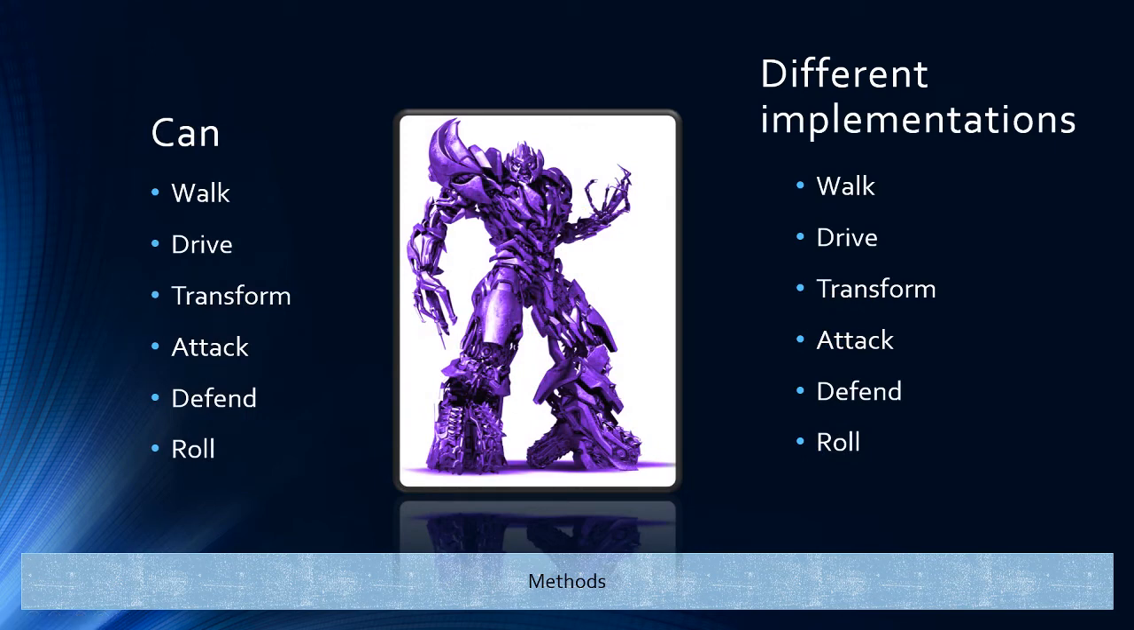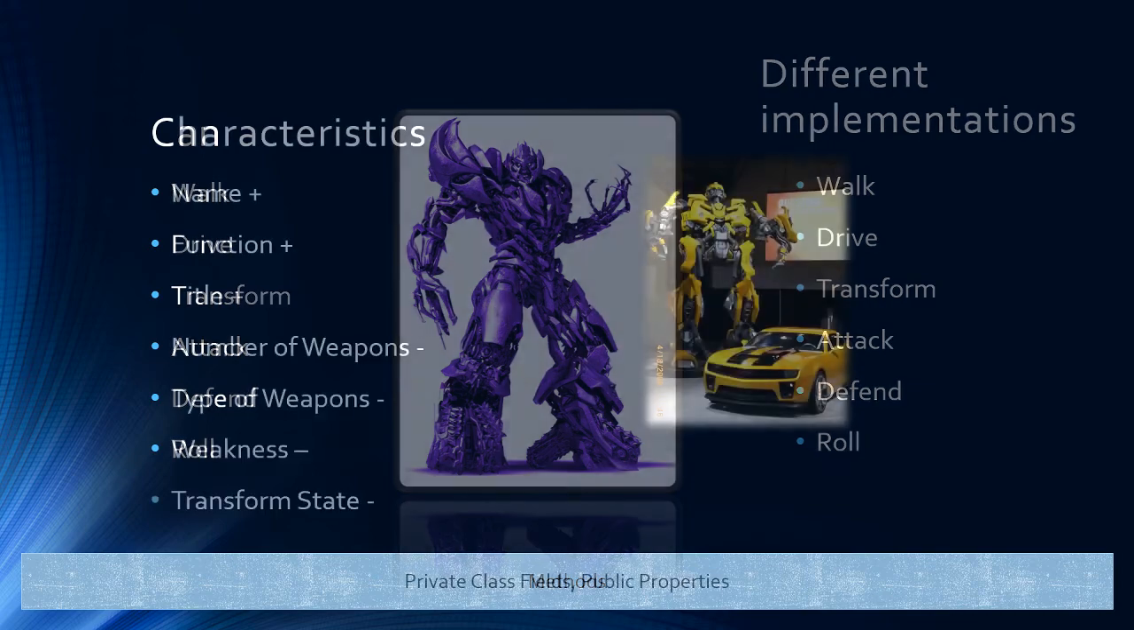If we think about a transformer and the kinds of things they can do, we can walk and drive and transform, maybe attack, defend, roll, kick, so many things. Now, some types of transformers might use different implementations than other types. So we might have something that can walk, something that could drive. We might override that in another place because one type of transformer may go about walking a little bit differently. So we could have some different implementations of that same method. The methods in our class are the actions associated with our object.